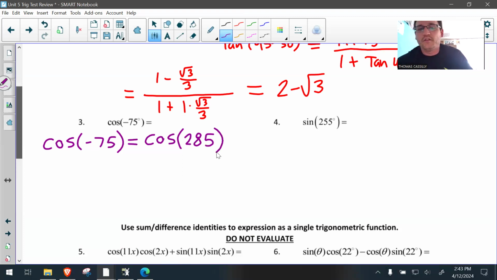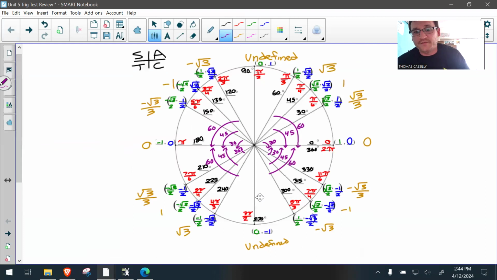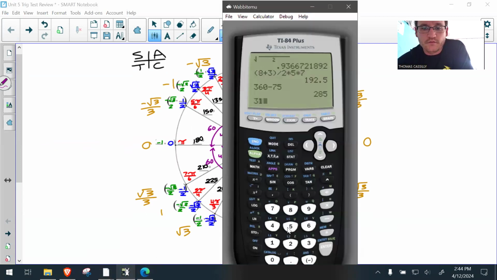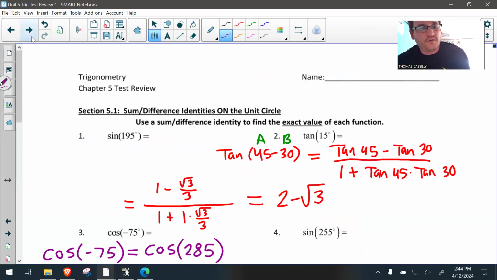Right? Now, let's try to find two numbers that add up to 285. So let's go back to our unit circle, and let's just think, how can we get the 285? So that's going to be somewhere over here. If I do 315 and 30, will that do it? That'll do it. All right, so there we go. Yeah, the cosine of 315.